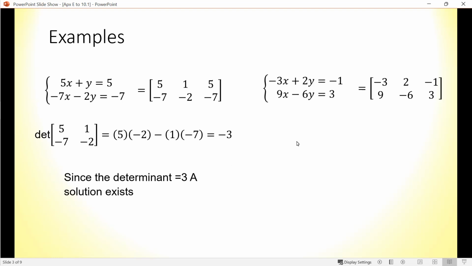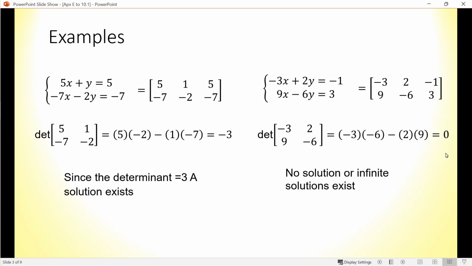We can do another example over here. -3x plus 2y equals -1, and 9x minus 6y equals 3. We'll convert that into a matrix and then just use the square part, which is the matrix of the coefficients, or coefficient matrix. When we calculate the determinant of our coefficient matrix, we find that it equals 0. So that tells us that either we have no solution or we have infinite solutions.